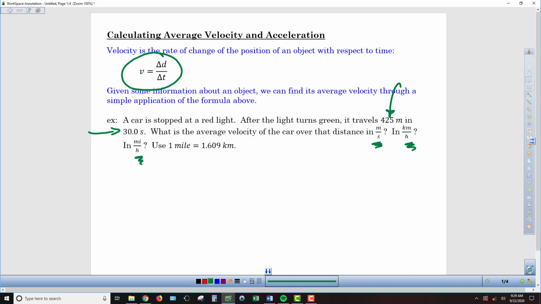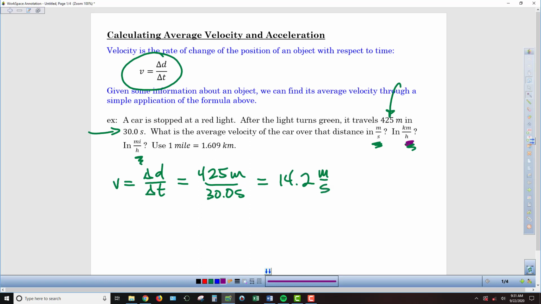We'll start off using our equation, delta d over delta t. The change in distance is the distance that the car travels, that 425 meters. Our change in time, the delta t, is going to be that 30 seconds that the car travels. If we divide that and then round to 3 significant figures, since that's what each of our measures is rounded to initially, we're going to get an answer of 14.2 meters per second.